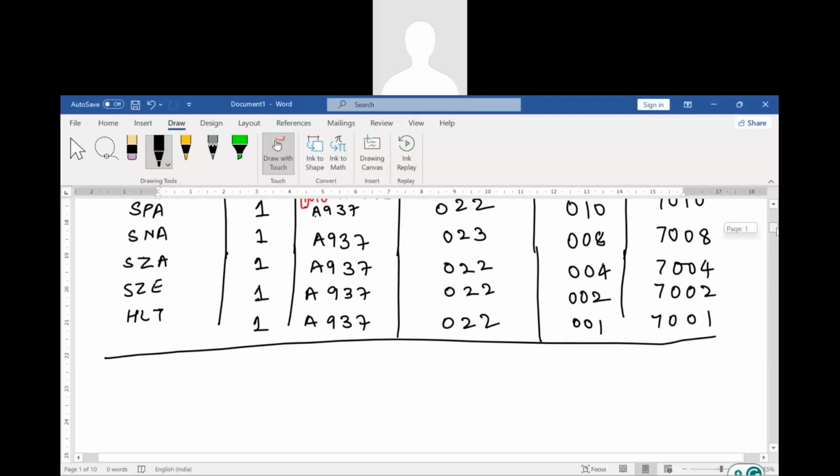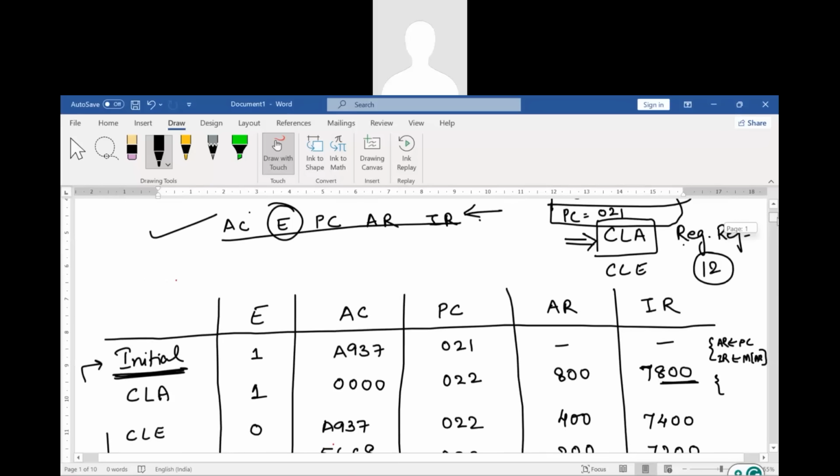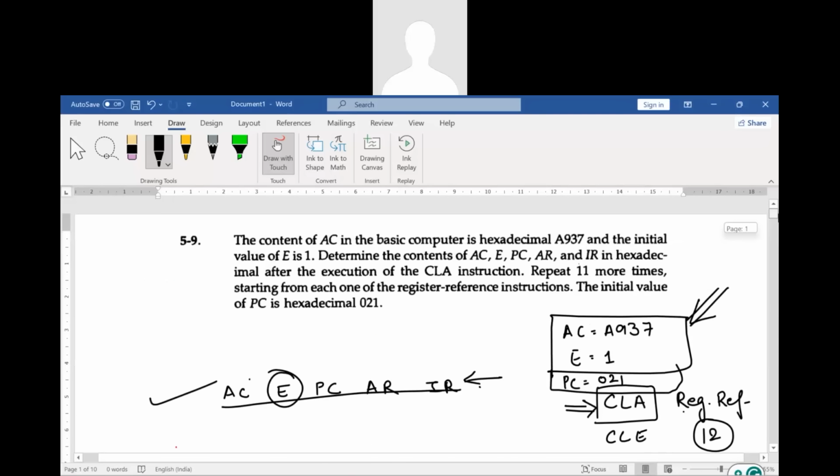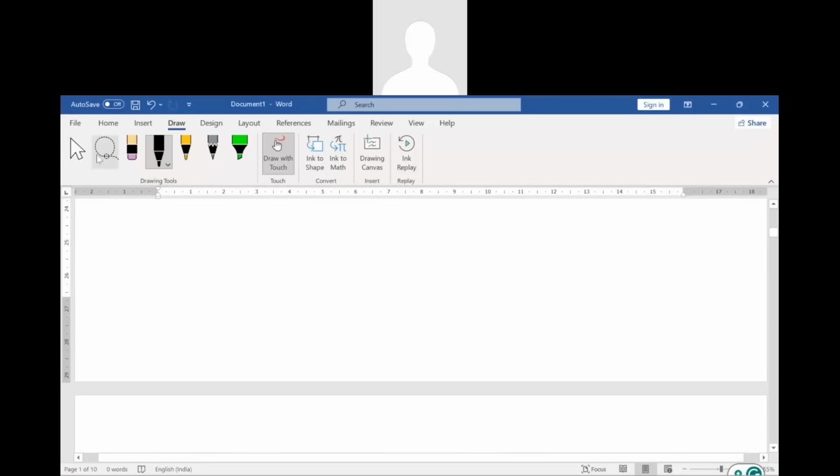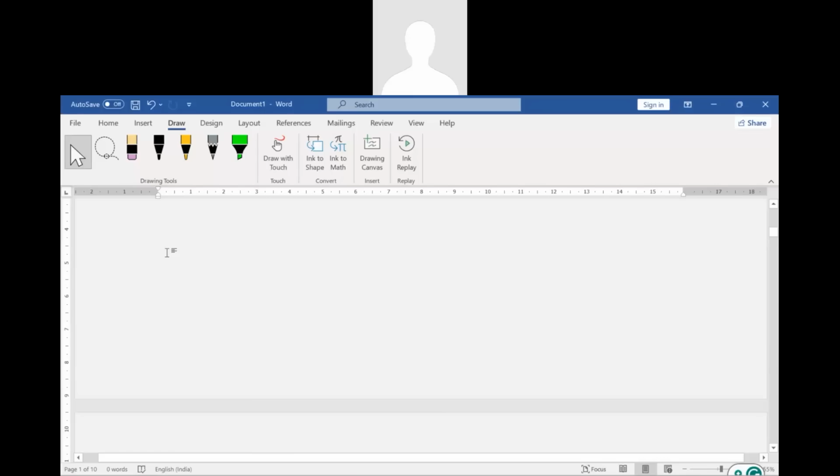Okay, so in the next video, I'll be showing you how to solve the same type of question, but now we'll be doing it for memory reference instructions.